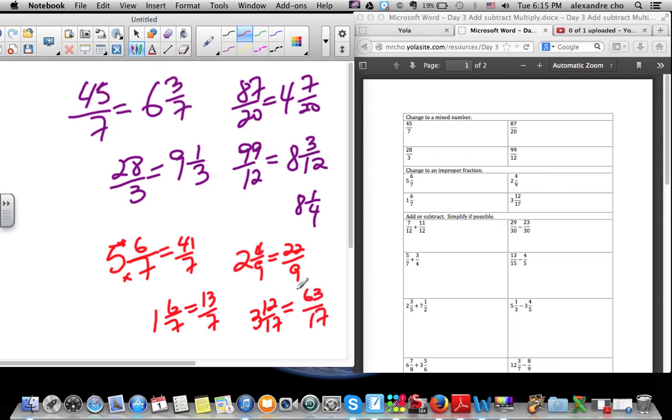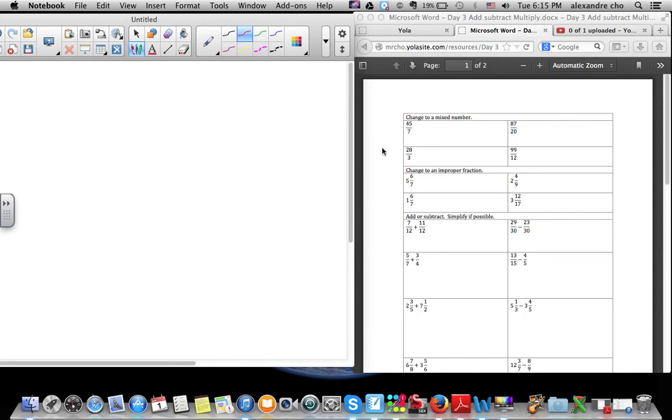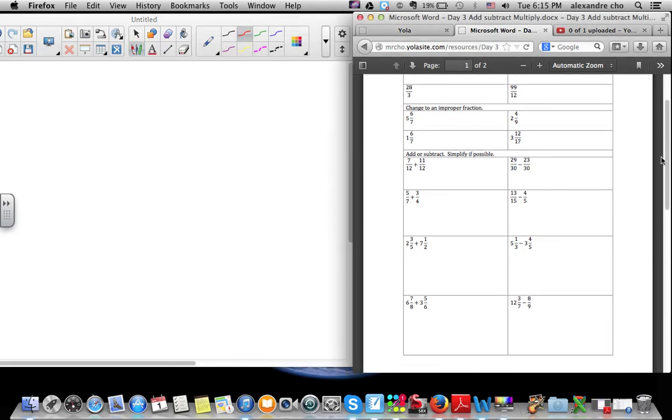You can work backwards to double check. Okay, so that's nice about this, is that you can always double check by going backwards. Change it to a mixed number again. All right, so that's that. Those are the easy ones.